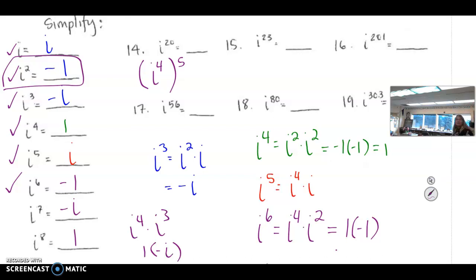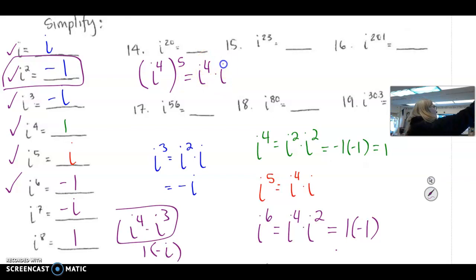No, it's if you have i to the 4th times i to the 3rd, then you add them. If it's the base to a power times the same base to a power, you add them. But when it's a power raised to another power, you... So i to the 4th to the 5th means i to the 4th times i to the 4th times i to the 4th times i to the 4th times i to the 4th. 5 of those.